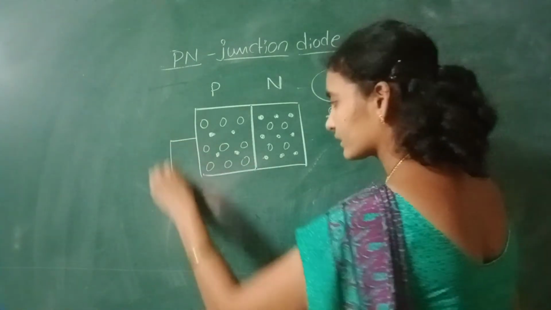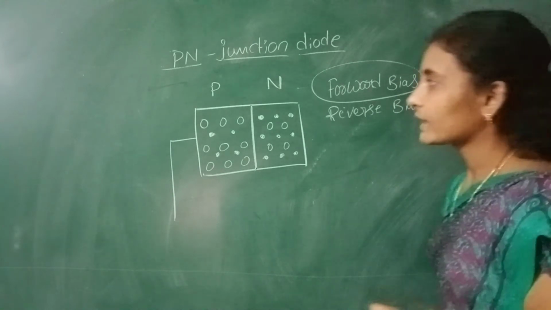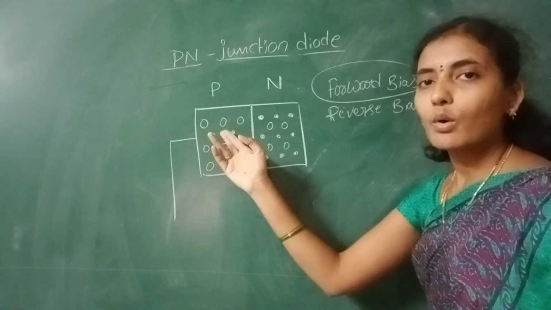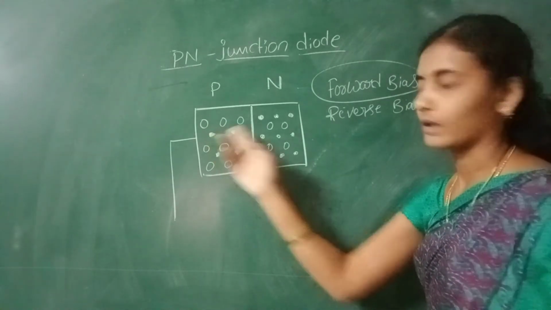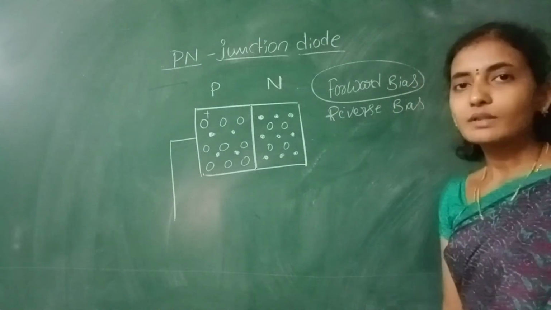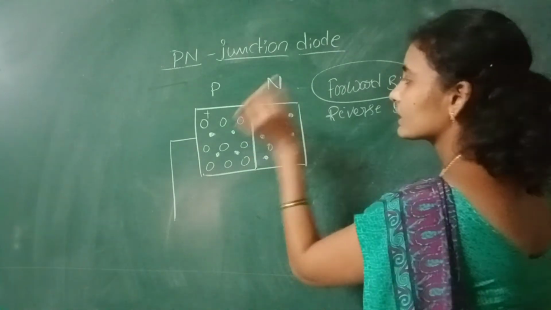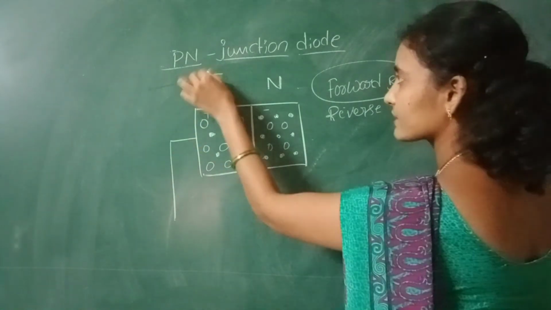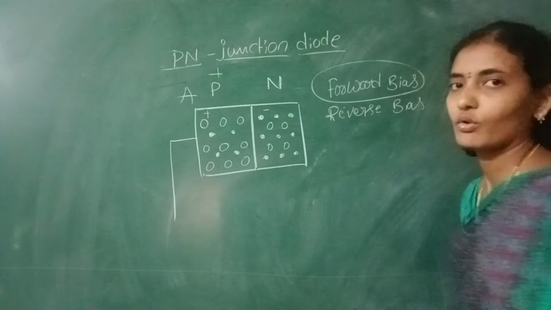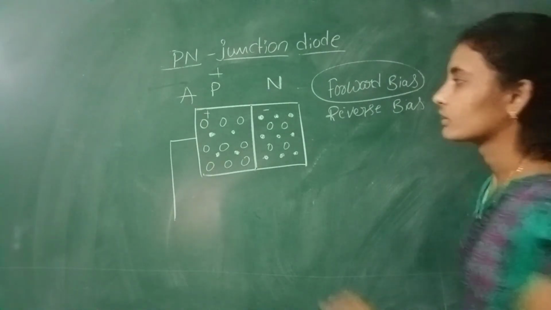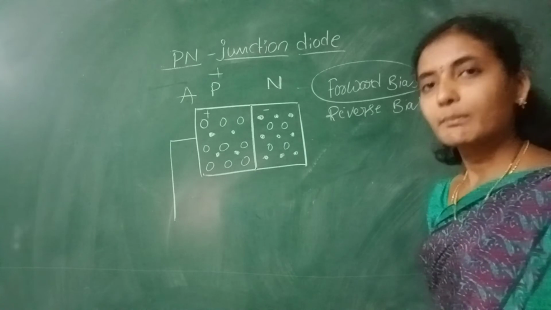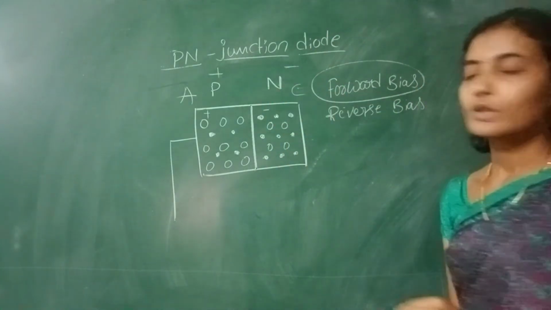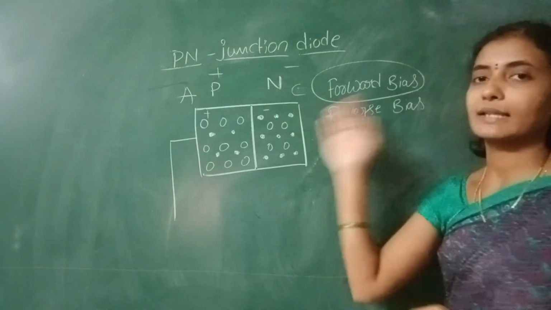Here the P region has holes as the majority, and a hole is a positive charge particle, while an electron is a negative charge particle. So P is positive, represented by the anode. Here electrons are the majority, so N is represented by minus, that is the cathode. So the P region is the anode and the N region is the cathode.